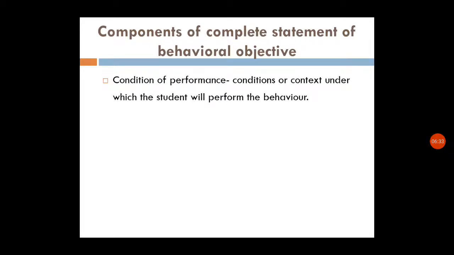So the first one is condition of performance. That is, conditions or context under which the student will perform the behavior. So after what experience we are providing, after that only we are expecting the student to perform something. That is a condition of performance, the context under which the student will perform the behavior. What is the experience we are providing? And after that only we can expect the behavior change.